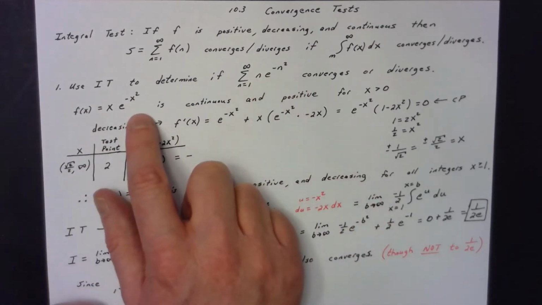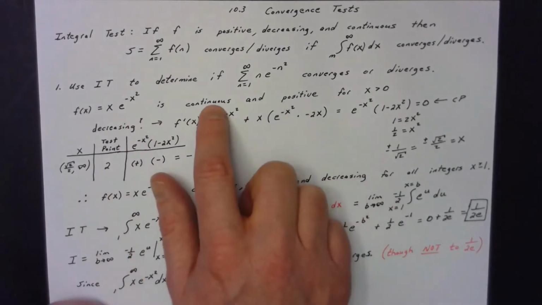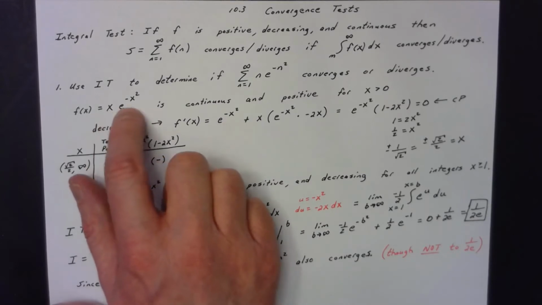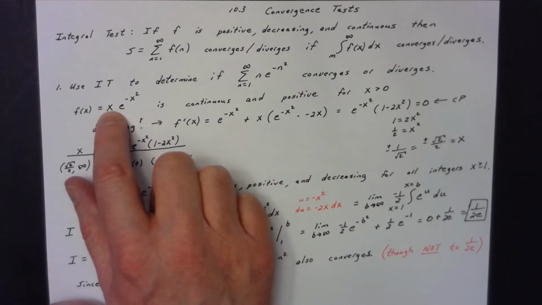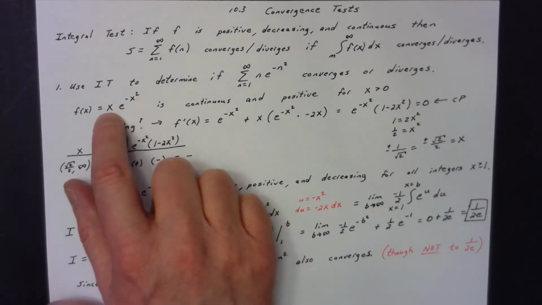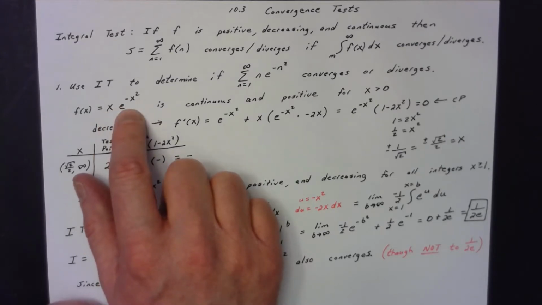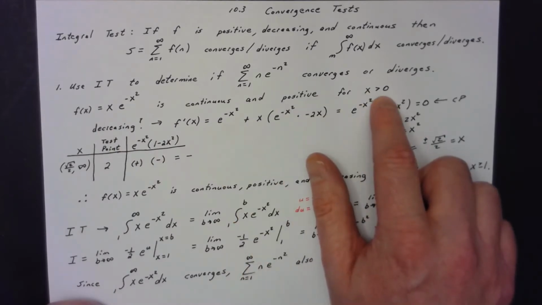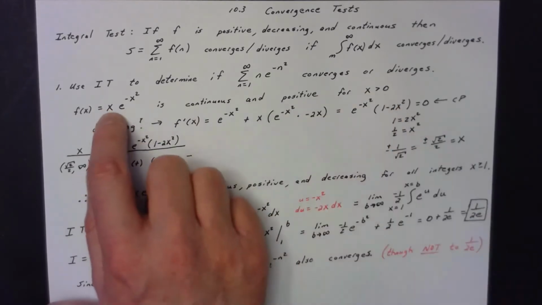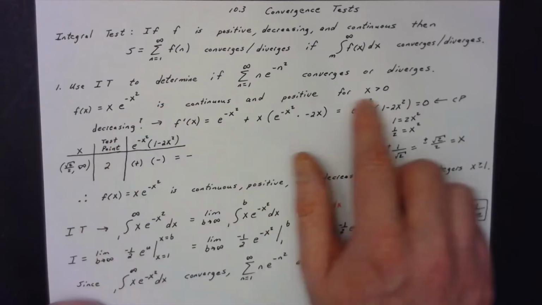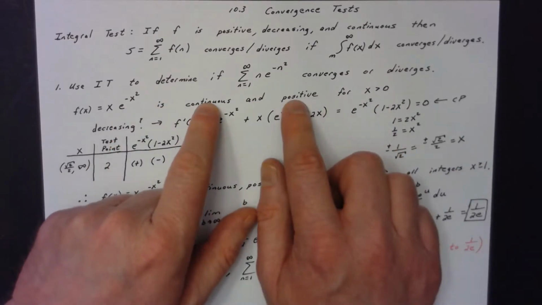Now, in this function, I can quickly and easily see it's continuous and positive. The way I know it's continuous is because it's the product of two continuous functions. y equals x is continuous, and all exponential functions are continuous. The product of two continuous functions is continuous. I can also easily see it's positive for any x value that's greater than 0, because x is going to be positive, and all exponential functions are always positive. So continuous and positive, easy to show.